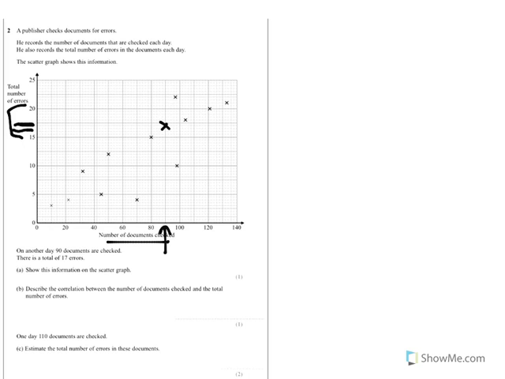Okay, and then part B, describe the correlation between the number of documents checked and the total number of errors. Well, we can see that there's a general direction in the positive direction going up from left to right, so it's got positive correlation.